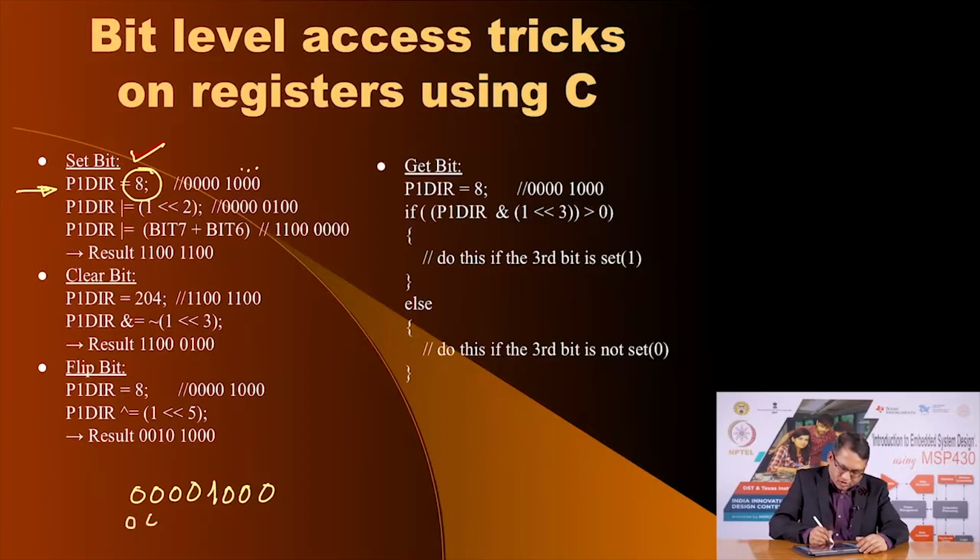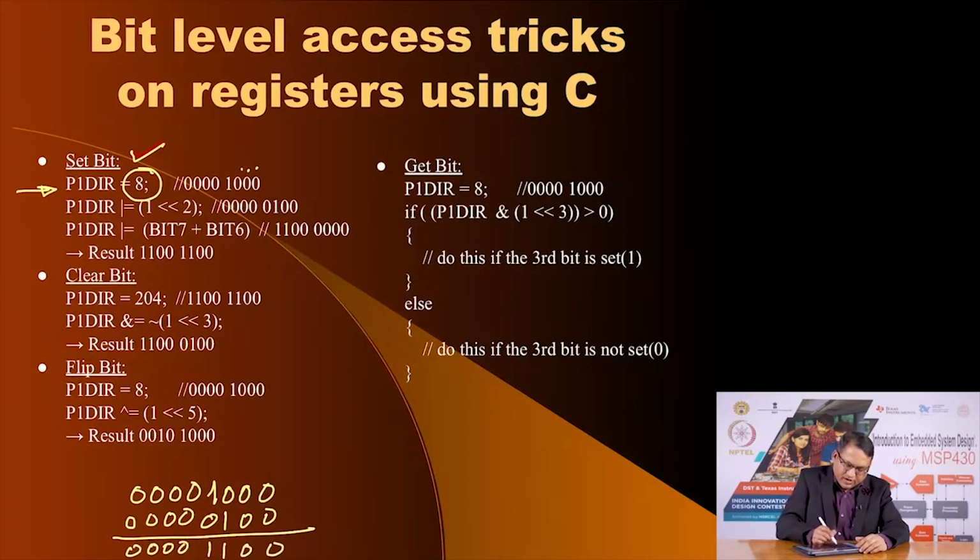0 0 0 0 0 1 0 0, and so the result will be 0 0 0 0 1 1 0 0. This you would get at this point. Now you want to take bit 7 plus bit 6, that means you want to set this and this bit, and you want to OR it with the original value.